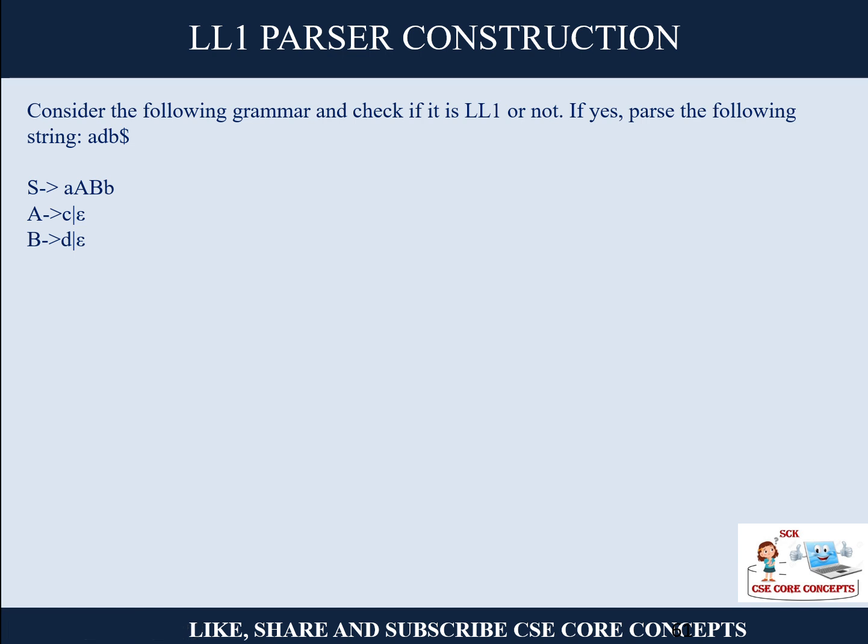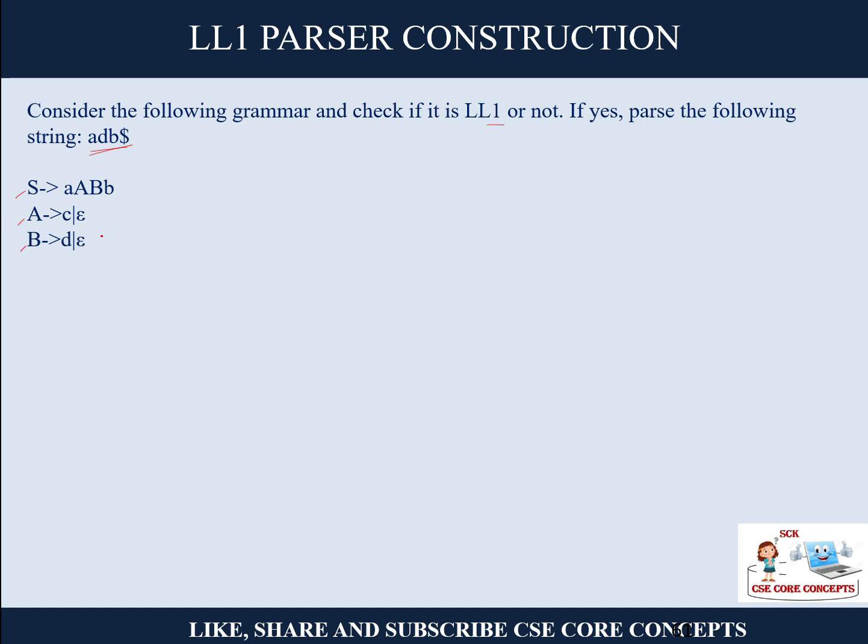So let us consider this example. This is the grammar which is given to us. We are going to check first of all whether it is LL1 or not. And if it is, then this is the string which is given, a d b dollar, which we have to solve. So S takes the form small a, capital A, capital B and small b. We have three non-terminals here, S, A and B.